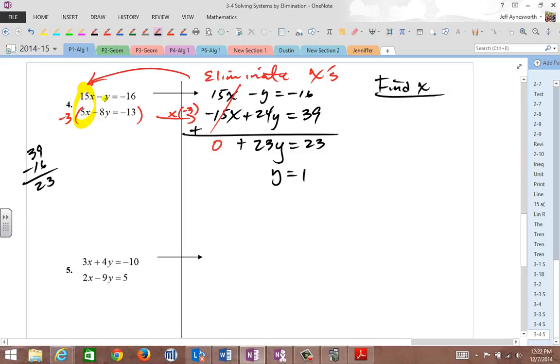All right, so let's bring the first equation over here and let's do that. So 15x minus y equals negative 16. We're just substituting our value in here. We get 15x minus 1 equals negative 16.